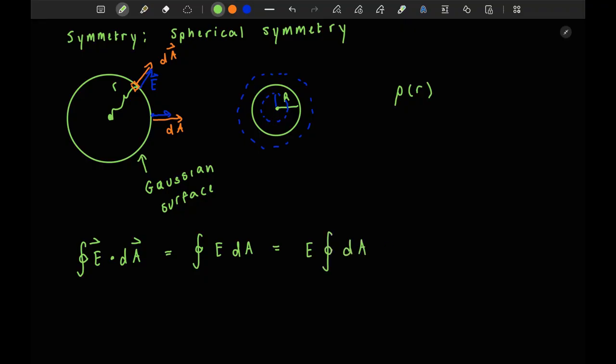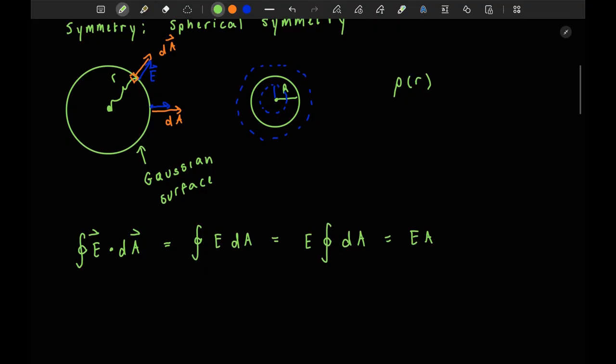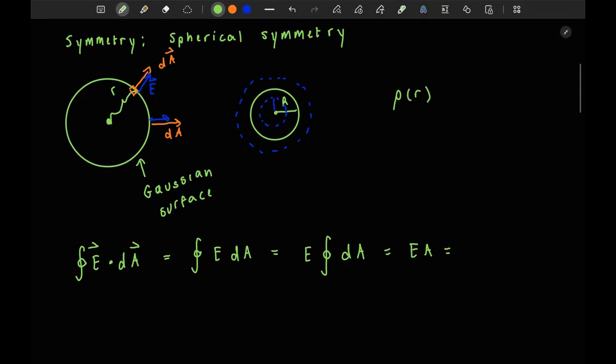Finally, I can say the integral of dA is just my total area. But we know the formula for the area of a circle, or a sphere, more precisely. So area is 4 pi r squared.